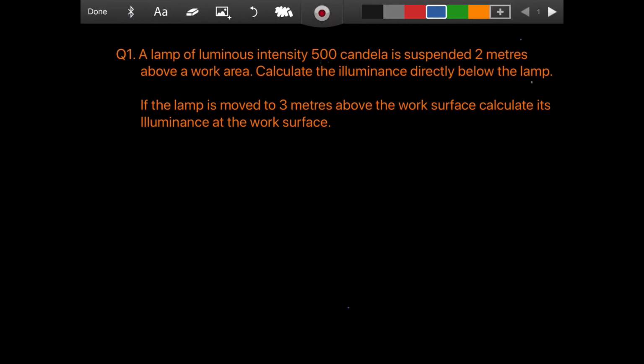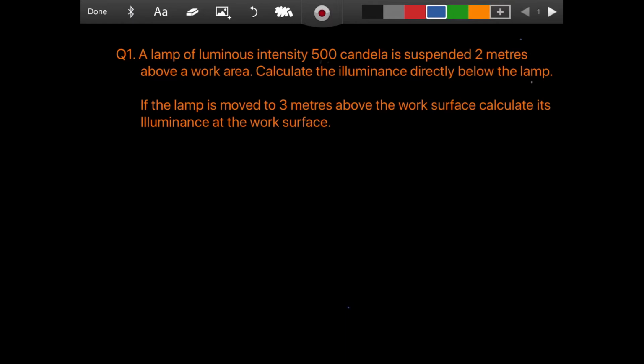Okay, so we have a lamp of luminous intensity 500 candela suspended 2 meters above a working surface, and we've got to calculate the illuminance. And then the second part of the question is that the lamp is moved 3 meters above the working area, and we have to do a separate calculation for that.